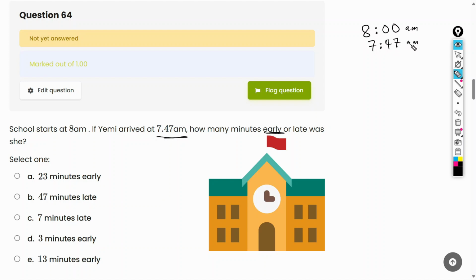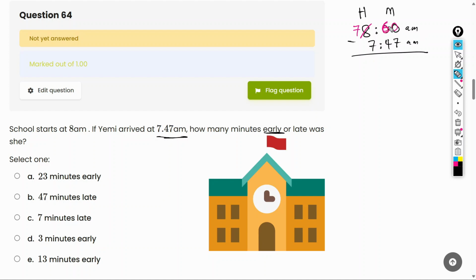Subtract. So this is our minutes place, this is our hours place. So that's 0 minutes minus 47 minutes. Wouldn't work. So we come to the hours place and borrow 1 from 8. So we have 7. So if we borrow 1 hour, by the time it comes to minutes, it changes to 60 minutes. So this becomes 60 minutes. So 60 minutes minus 47 minutes.